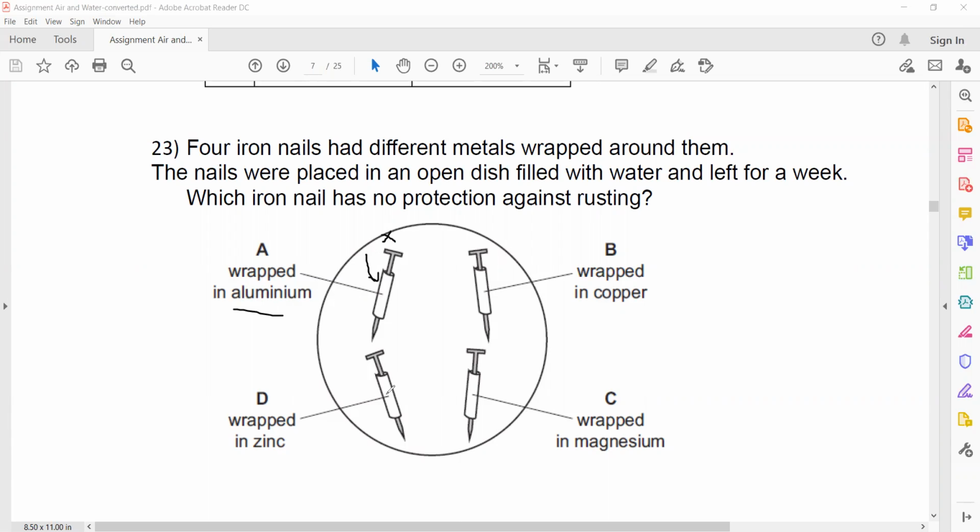The one which is wrapped with zinc, zinc is more reactive, so zinc will react and iron will not react. So this will not rust. Magnesium is more reactive than iron, so magnesium will react and iron will not react. So it won't rust. But the one which is wrapped with copper, copper is less reactive than iron, so iron will react and it will rust, and for copper there is no change. So B is the right answer.